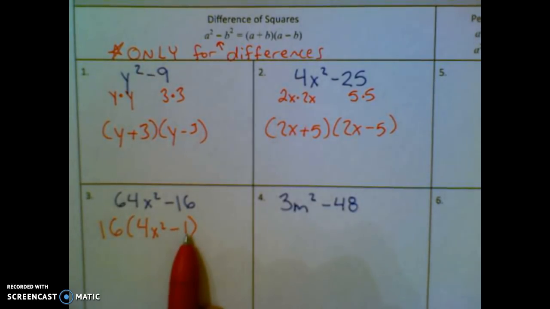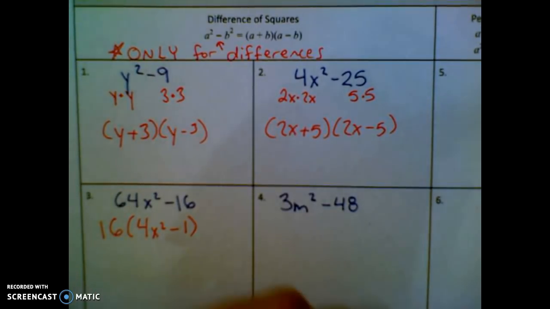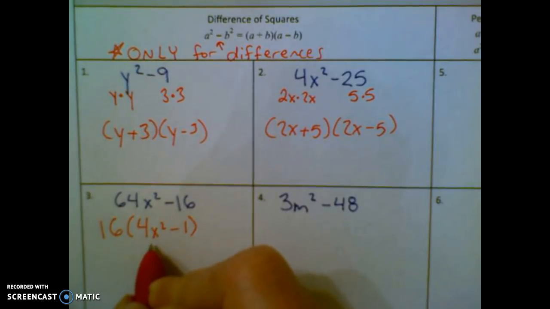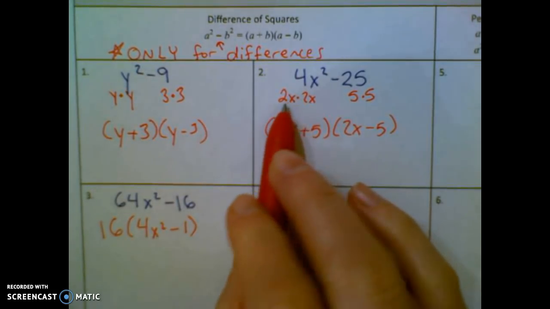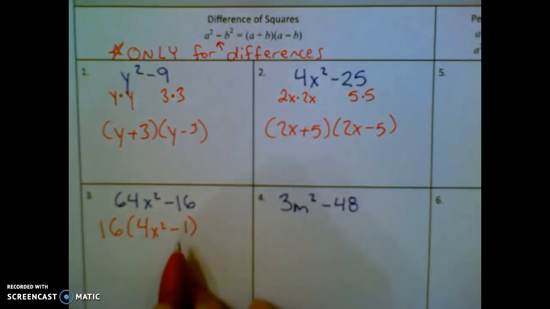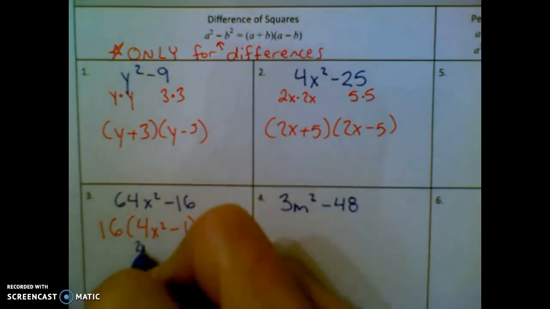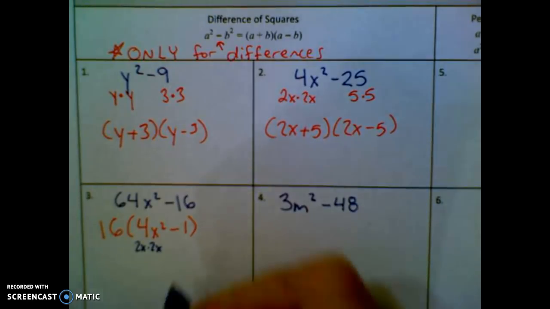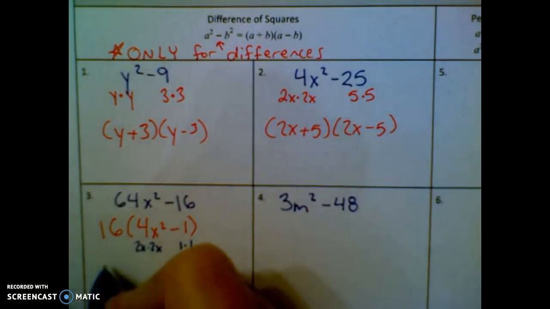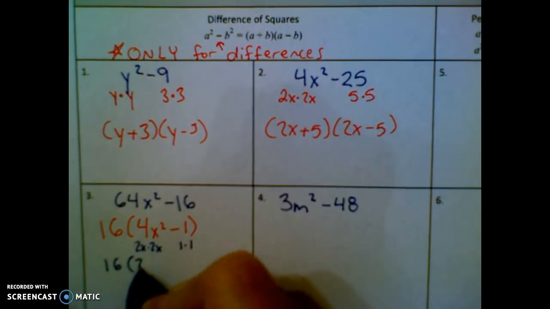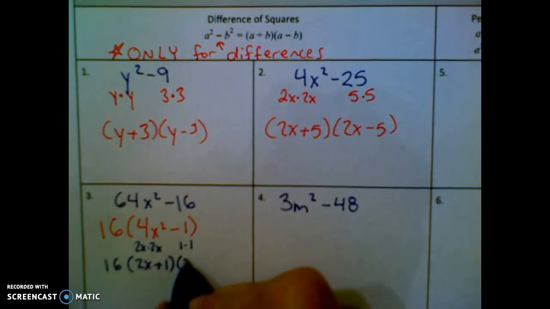So I can still go ahead and factor this guy down, but at least my product will be all the way factored, as opposed to, I'll show you what it would have been if we didn't factor. How do I get 4x squared minus 1? Well, we just said 4x squared was 2x times 2x, and 1 is 1 times 1. So my answer is 16 times (2x plus 1)(2x minus 1).